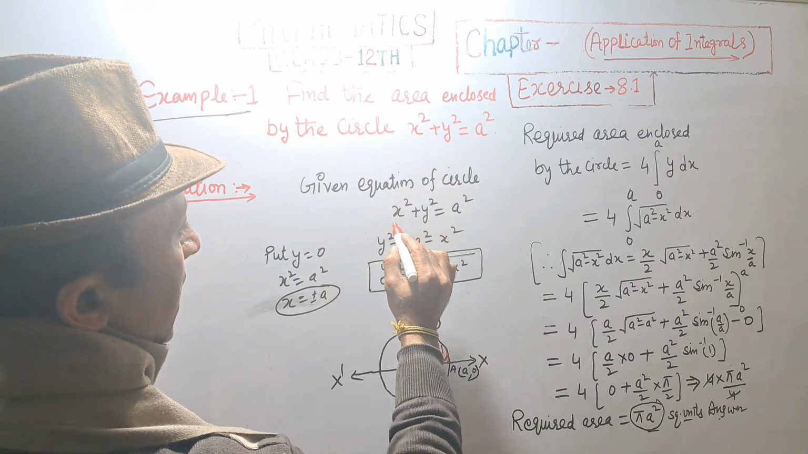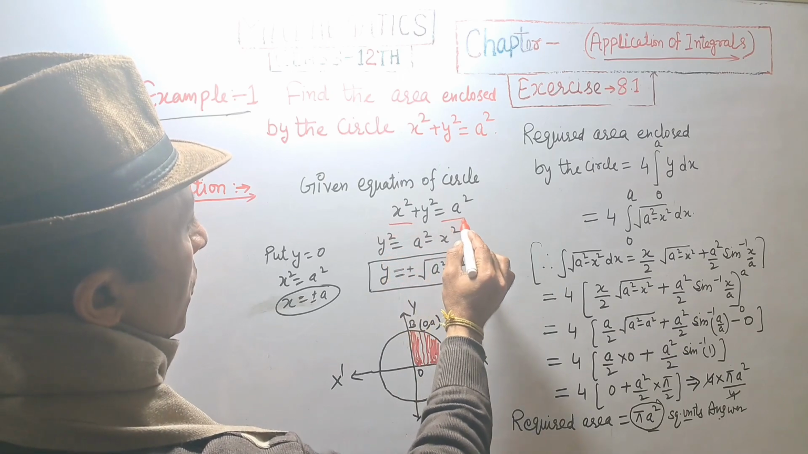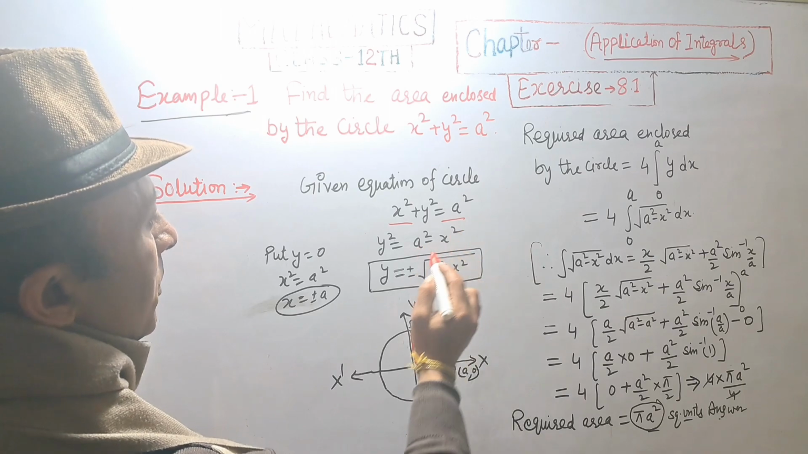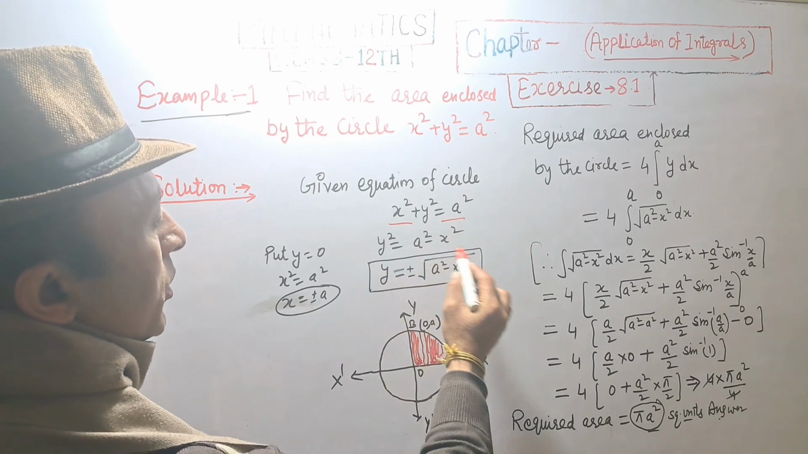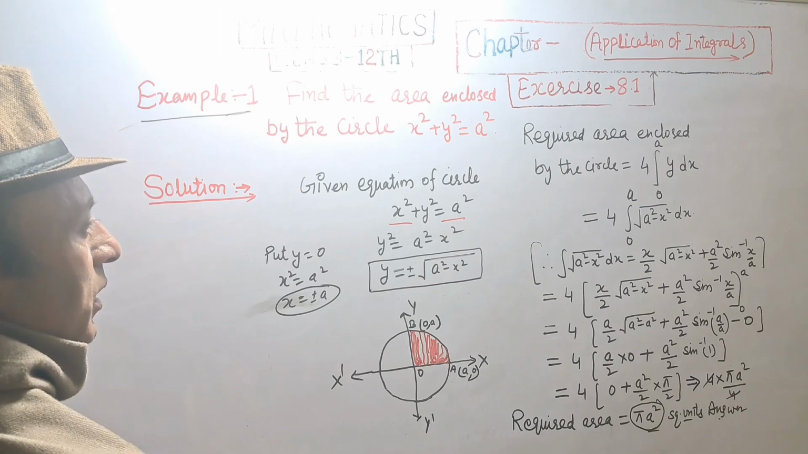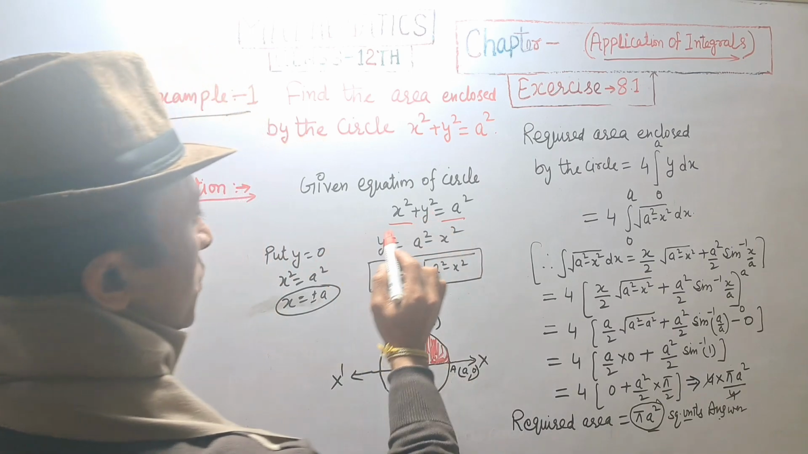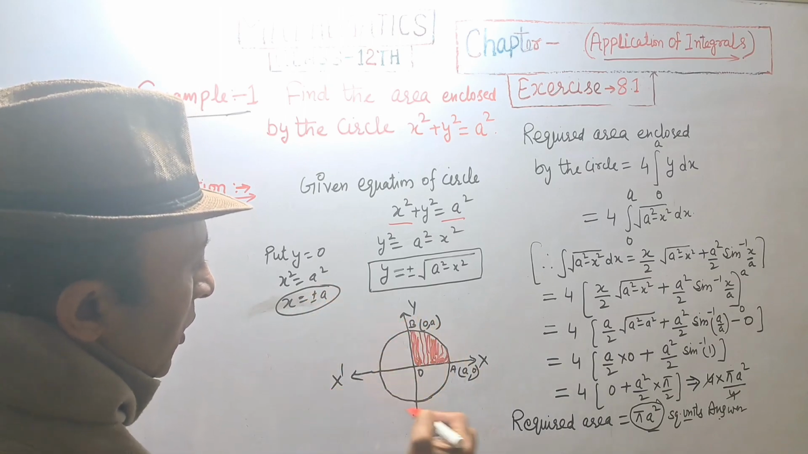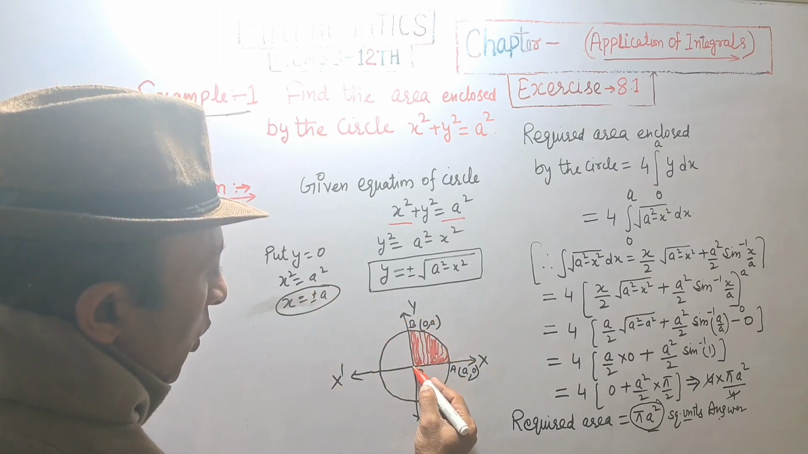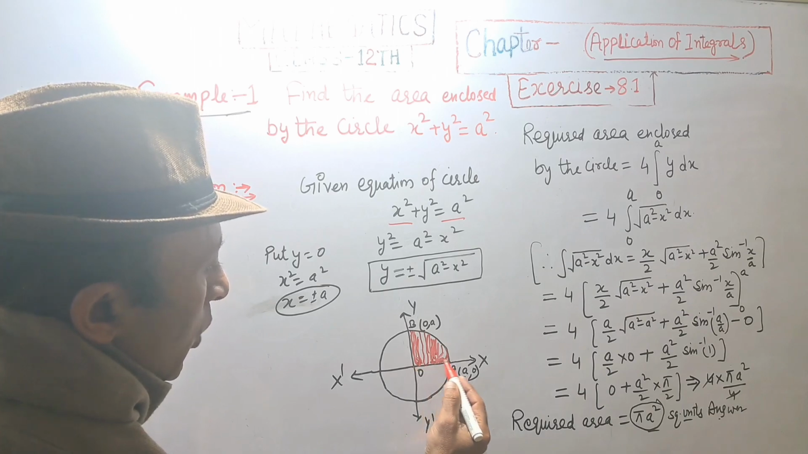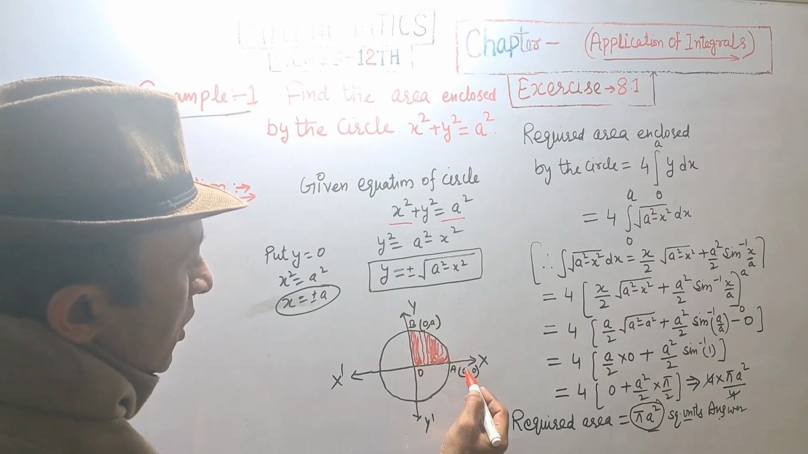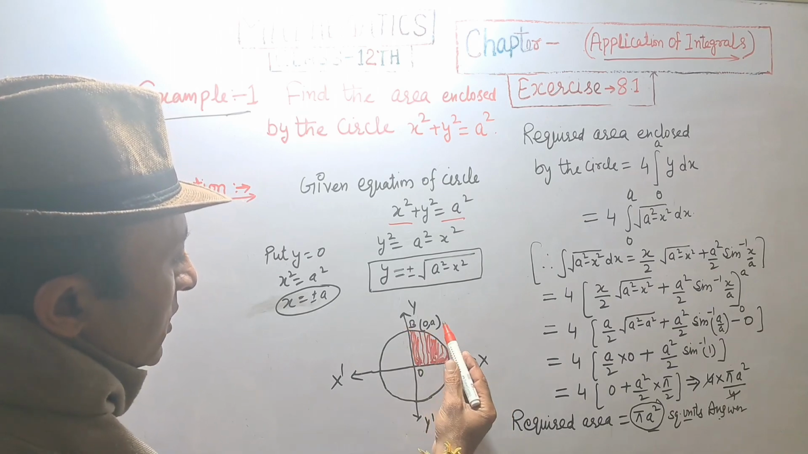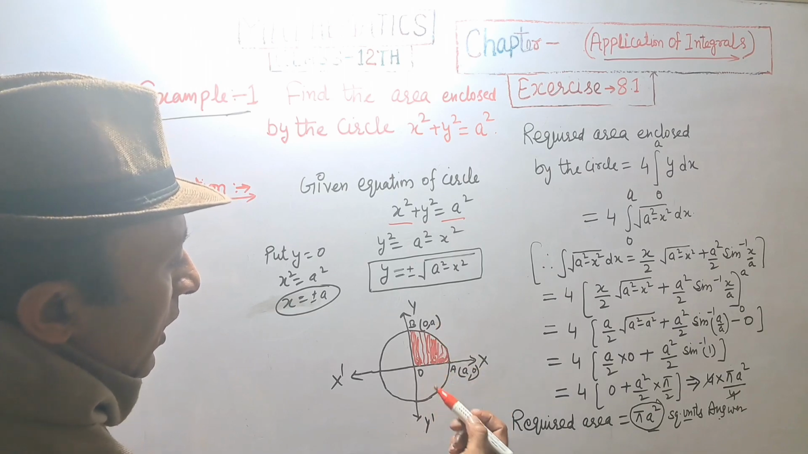Given equation of circle is x square plus y square equal to a square, and y square is equal to a square minus x square. So y is equal to root a square minus x square. We are putting y equal to 0, so x square equal to a square, x is equal to plus minus a, and we draw a circle. Its origin O, A, limit is x is a, y is 0, x is 0, comma a.